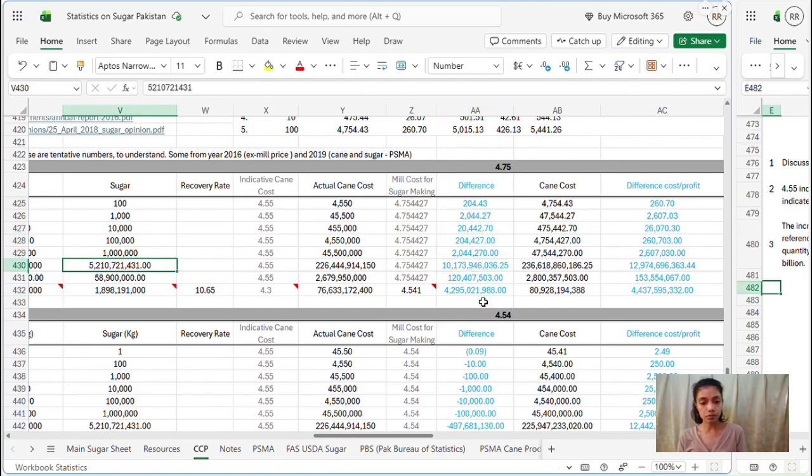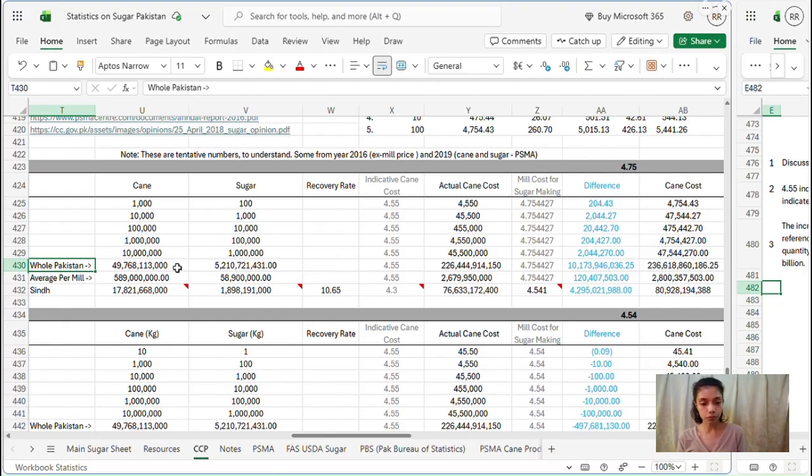Now if I try to do it for all the sugarcane produced in the whole country, 49,768,113,000 kgs of cane is produced, which makes 5.2 billion kgs of sugar. So I'm not saying the whole amount. So 49.7 billion kgs of cane produce 5.2 billion kgs of sugar.